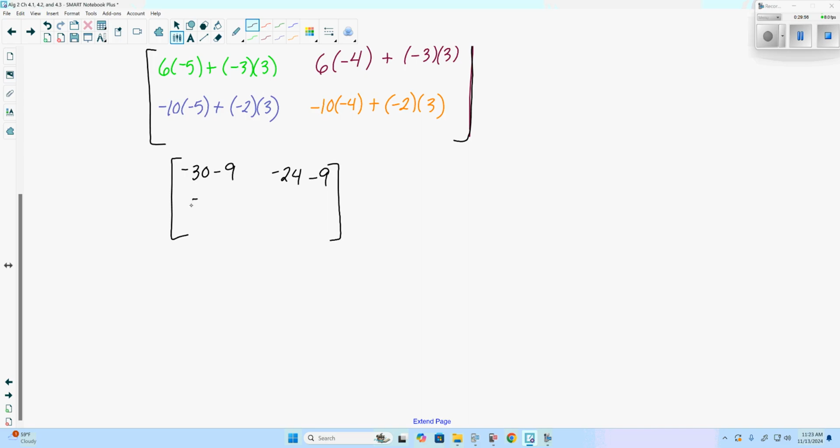Negative 10 times negative 5 is 50. Negative 2 times 3 is negative 6. Negative 10 times 4 is 40. And negative 2 times 3 is negative 6. Negative 30 minus 9 is negative 39. Negative 24 minus 9 is negative 33. 50 minus 6 is 44. And 40 minus 6 is 34.